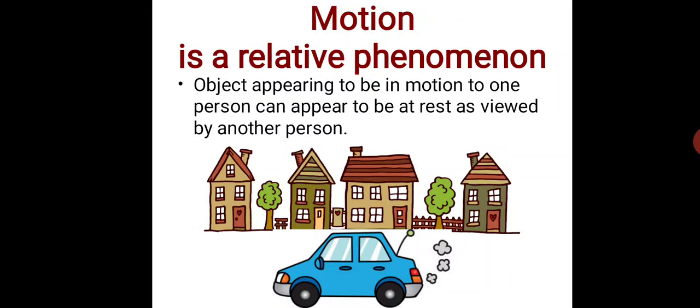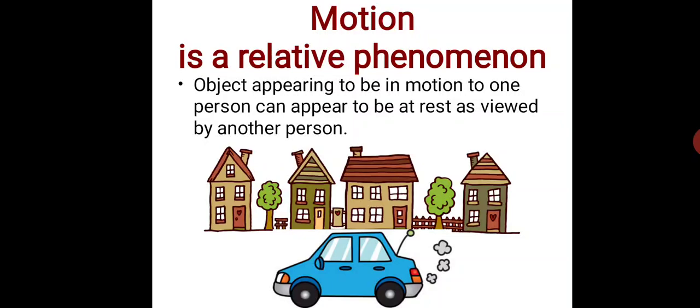For example, the trees on the roadside would appear to move backward for a person who is traveling in a car. If you travel in a car, the trees are along the roadsides. If you move, the trees also, you feel like they are moving along with you. Yes or no, children? At the same time, it would appear to be at rest for another person who is standing on the roadside.